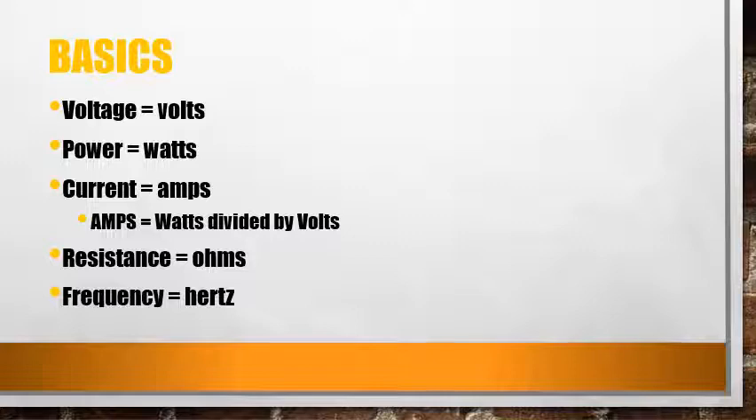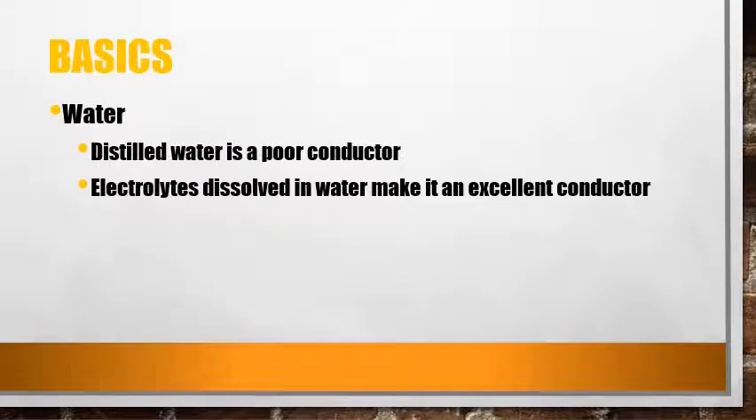Some of the basic terms involved with electricity are voltage, which is measured in volts, power, which is measured in watts, current, which is measured in amps. Then there's resistance. This is what divides the amount of current flowing through an object and changes that current into heat, light, or physical movement. Frequency with alternating current.